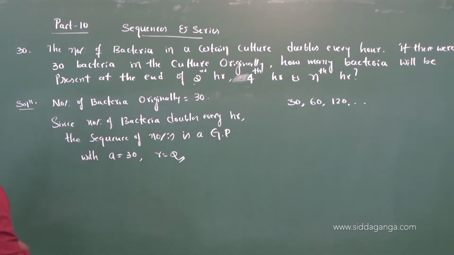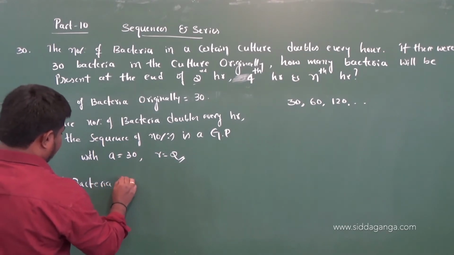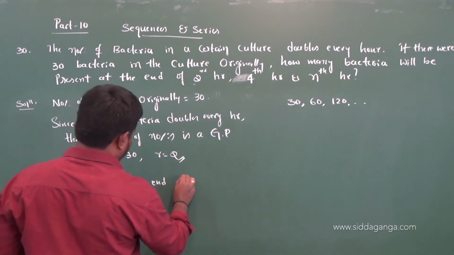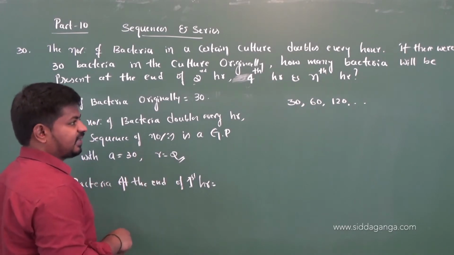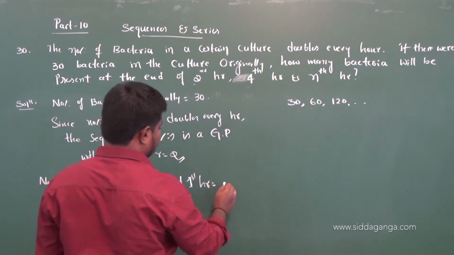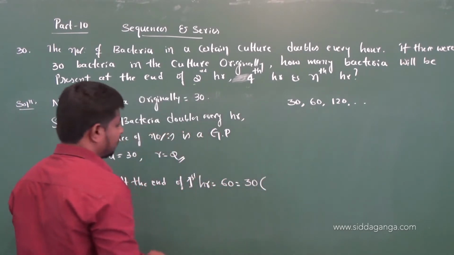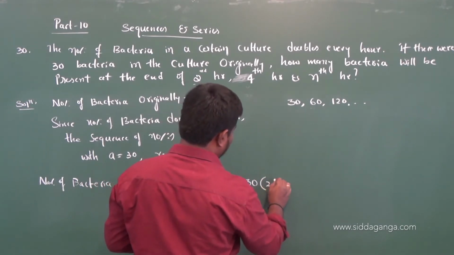So now, the number of bacteria at the end of first hour. In the beginning, the number of bacteria is 30. At the end of first hour, it doubles now, so it becomes 60. So 60 is nothing but what? I can write 30 into, since it is the second term, right? At the end of first hour means it is the second term. I am going to write this as 30 into 2 power of 2 minus 1.